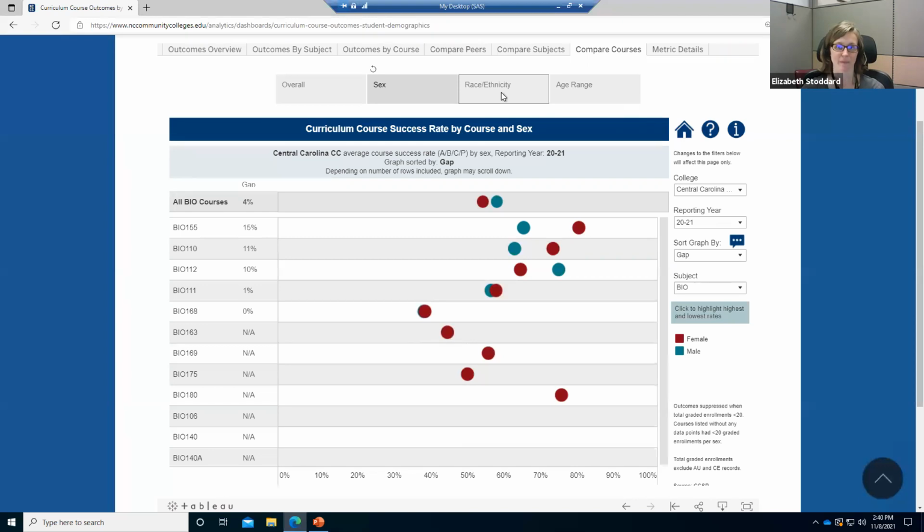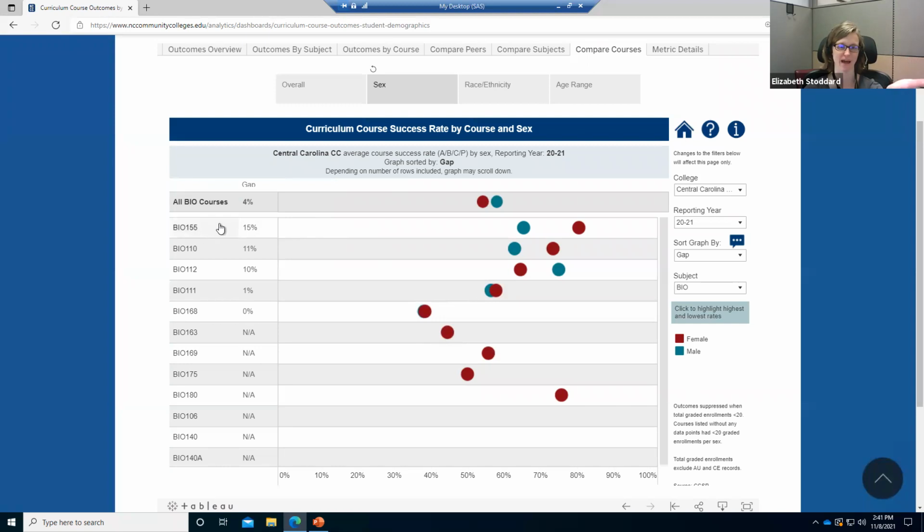And so, Elizabeth, yep, go ahead. So another question. I understand looking at the gaps, but is there any way that they can include the N as well? Like how many students are taking it total? Yeah, I'm looking into a way to put that on this view. Right now you can get to it on the dashboard, but not on this page.